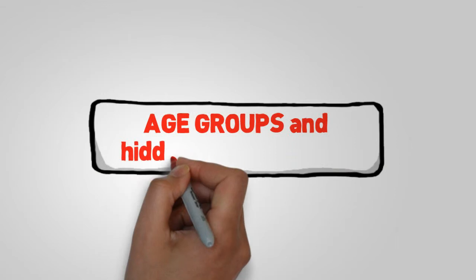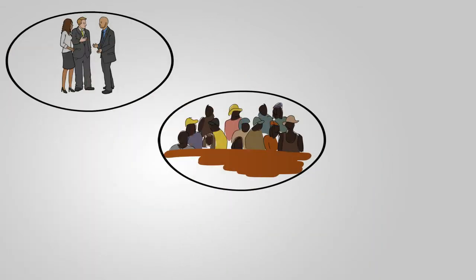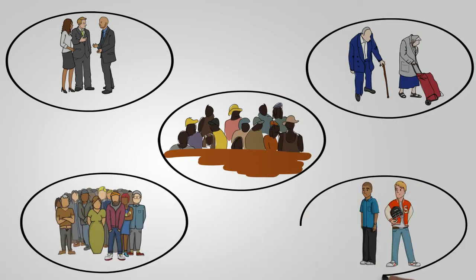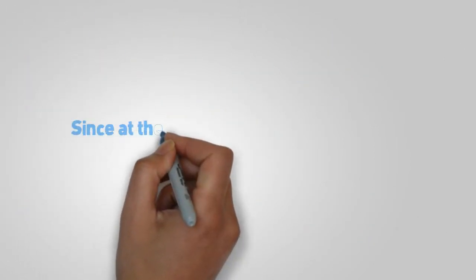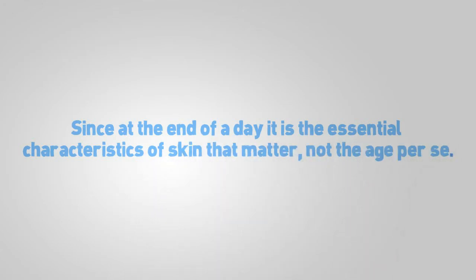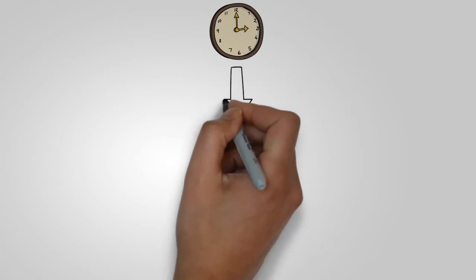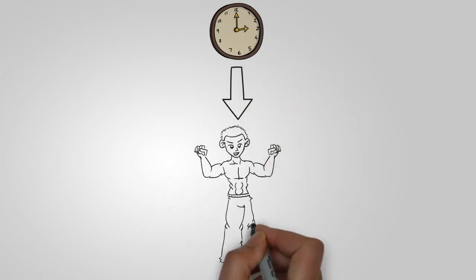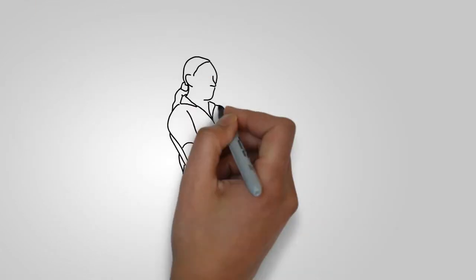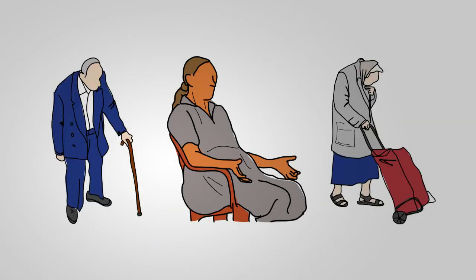5. Age groups and hidden characteristics. Division of the products by age group is worthy of a special note. Such a division may seem to be politically incorrect, since, at the end of the day, it is the essential characteristics of skin that matter, not the age per se. At the same time, there is a very strong correlation between age and certain processes in a body in general, and the skin in particular. We generally know what happens with the systems of a body with age, and skin is not an exception.